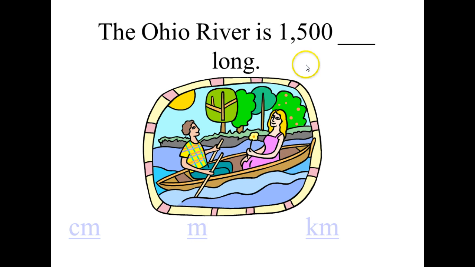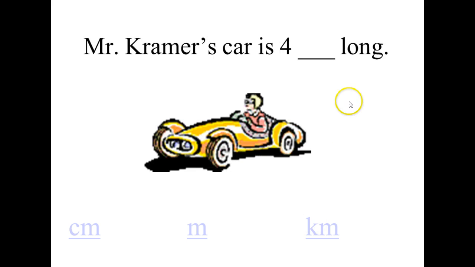Actually, 1,500 meters is not quite a mile, and I know you can probably see down the river for longer than a mile, so it must be kilometers. Looks like instead of getting in a car and driving, they're getting in a boat and paddling, so that must tell you it's more than meters also.